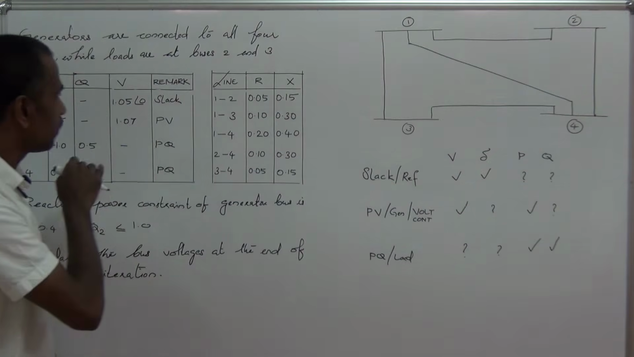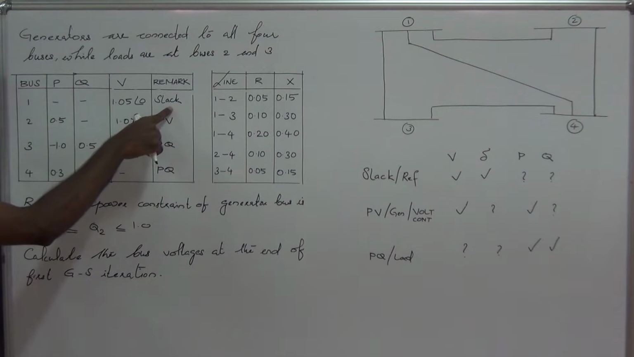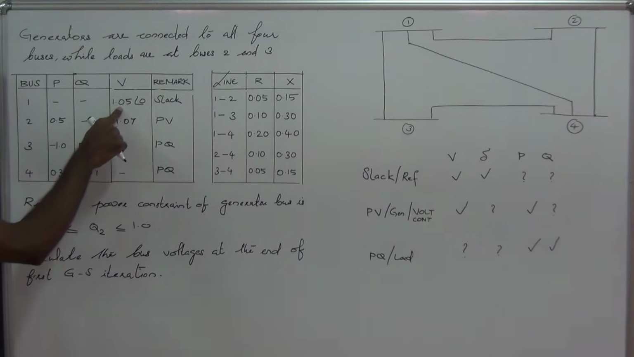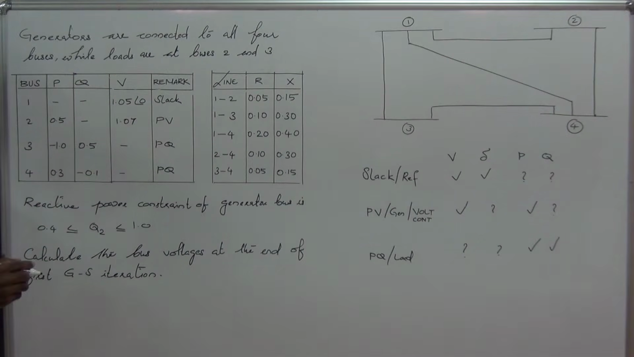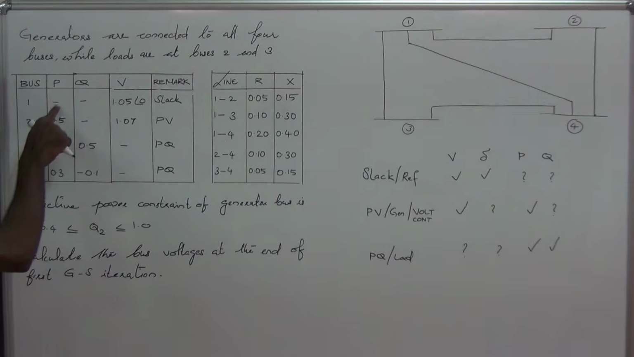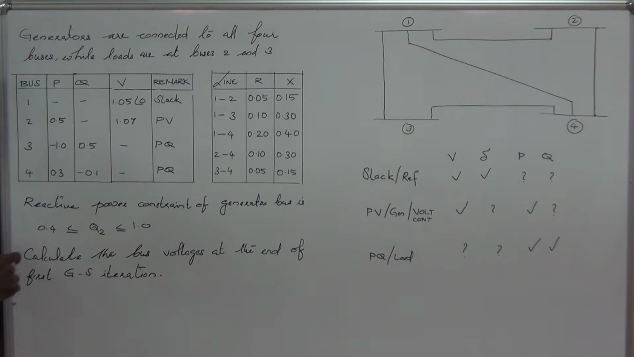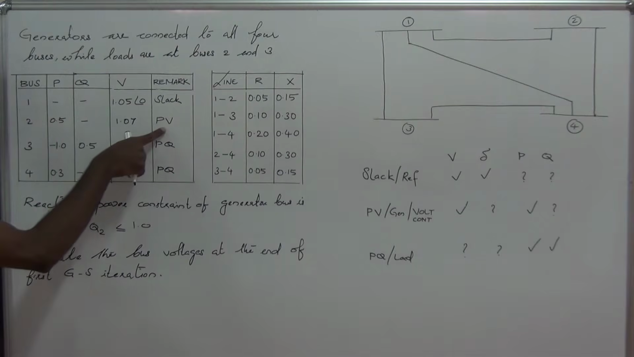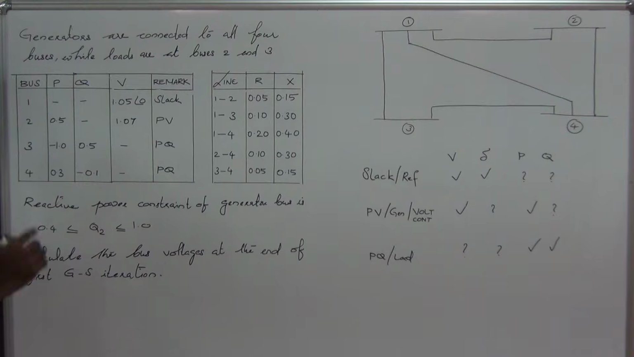We look at this problem. The first bus is a slack bus. So both the magnitude and angle of the bus voltage is specified. We have to find out P and Q. The second bus is a PV bus or a generator bus or a voltage controlled bus. So here P and V are specified.